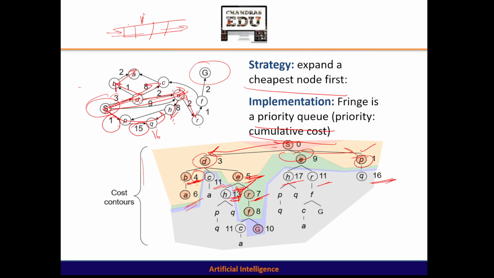Next, when we check R, we have only one path to F, with cost 1. So that is 8. And from F there is a path to C, and there is a path to G. The cost for F to C is not mentioned, but F to G is, which is 8 plus 2, equivalent to 10. And from C it moves to the state A, where there is no further path available.